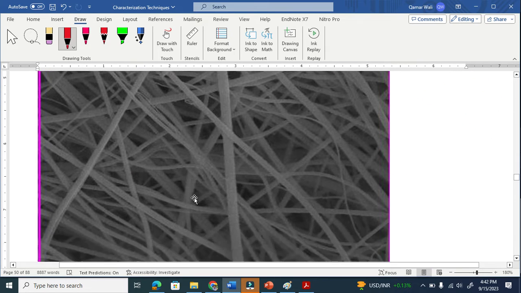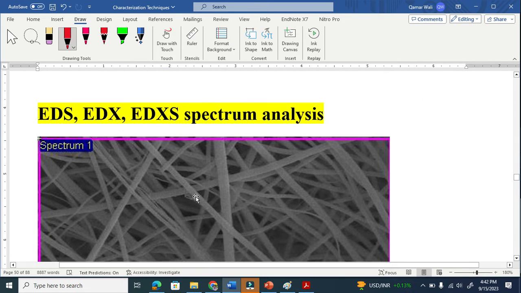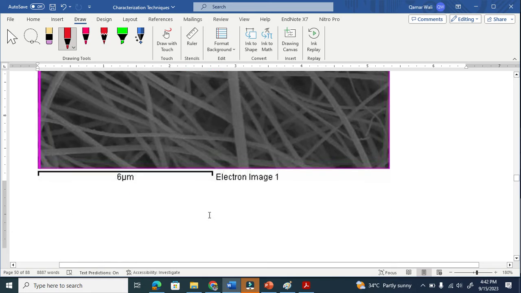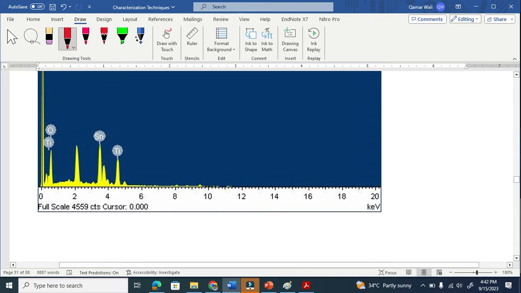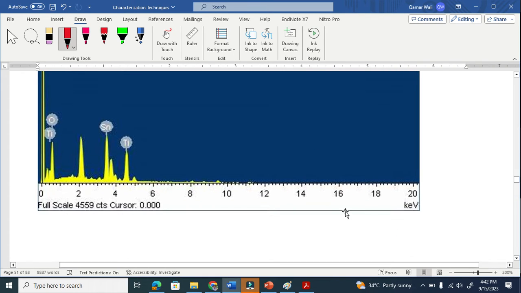Let me show you here. This is the nanofibers, and this is the composite nanofiber of titanium and SnO2. I will show you now the EDS spectra, where Sn, titanium and oxygen all exist. The EDS gives us information in table form here, and it also gives us the information in graph form.